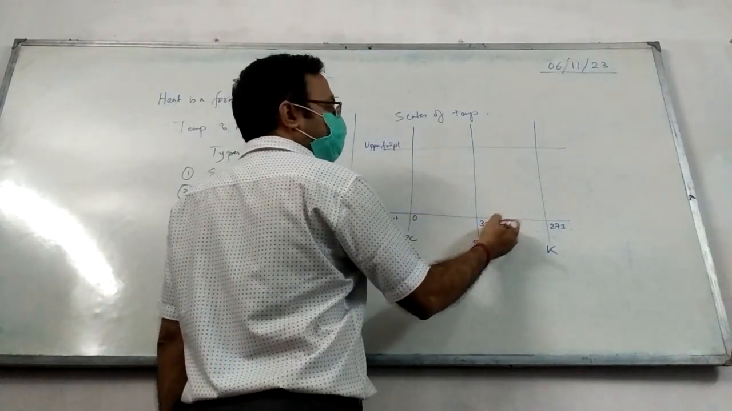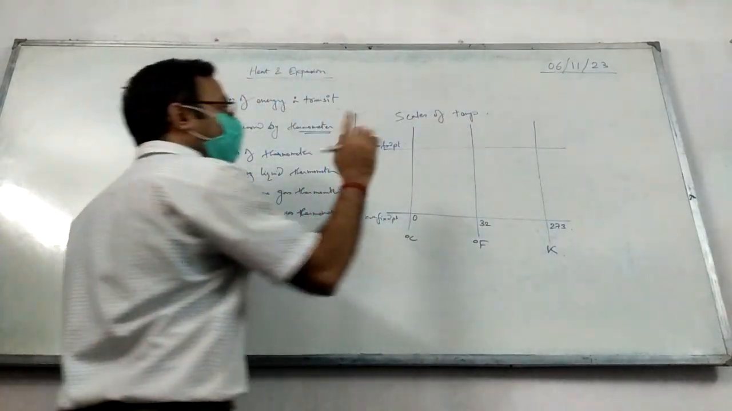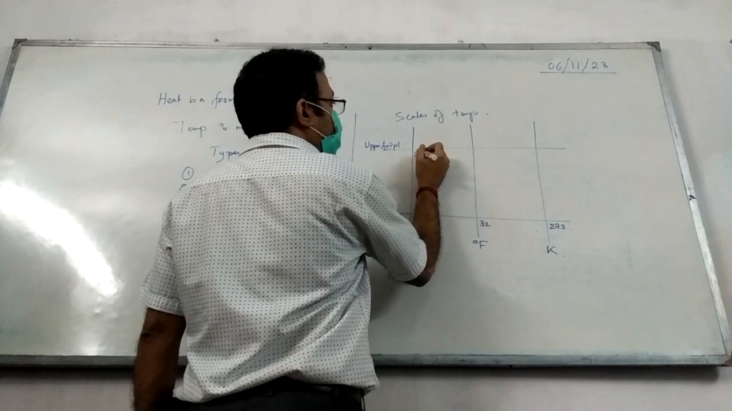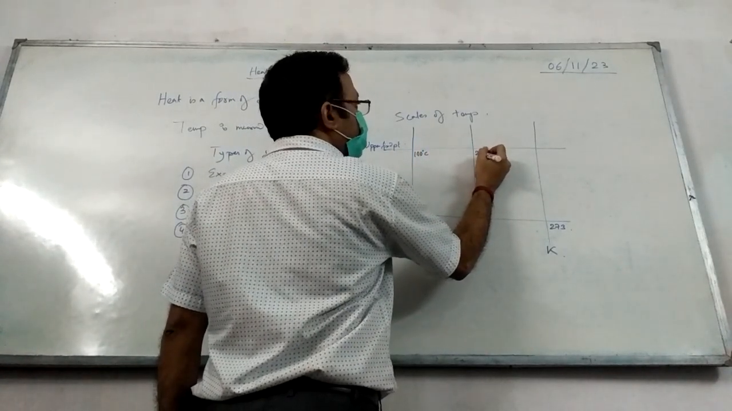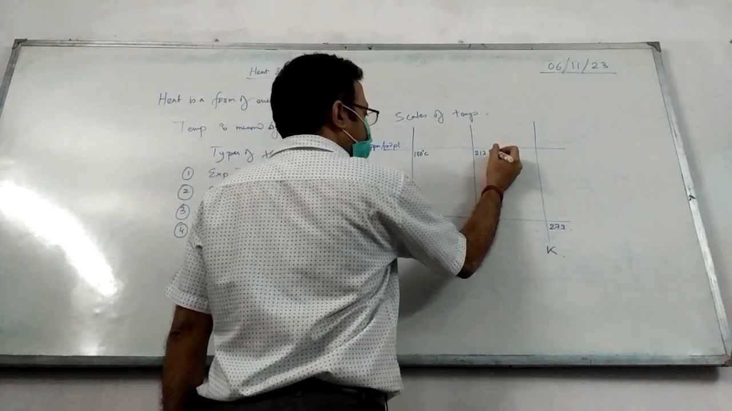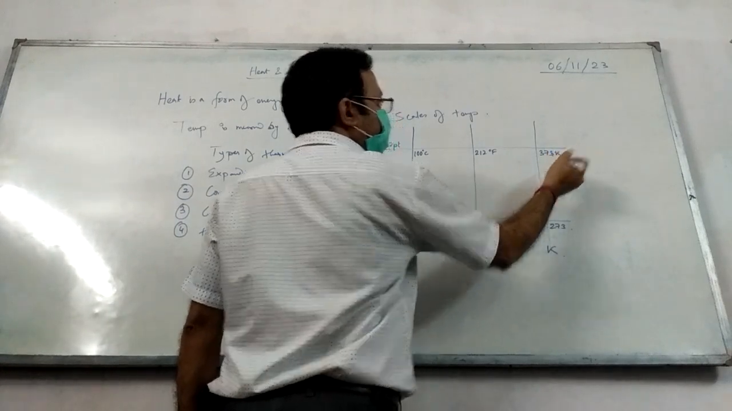Lower fixed point is 0 degrees Celsius, 32 degrees Fahrenheit, and 273 Kelvin. Remember Kelvin, you don't put a degree, okay? And the upper fixed point is the boiling point of water, 100 degrees Celsius, 212 degrees Fahrenheit, and 373 Kelvin.